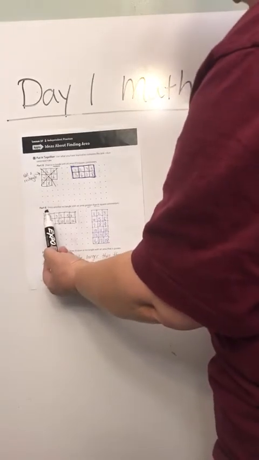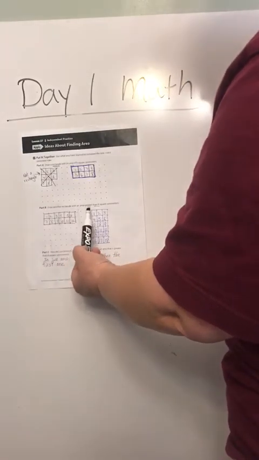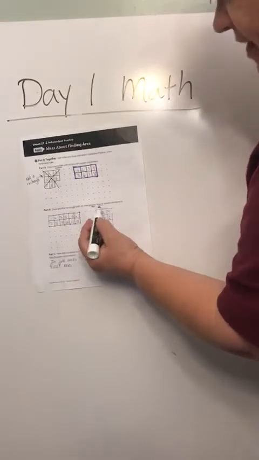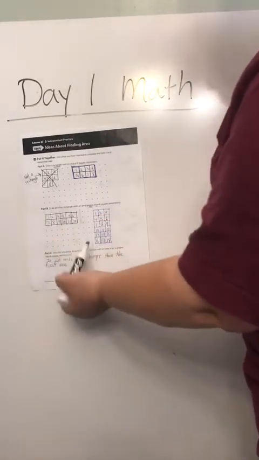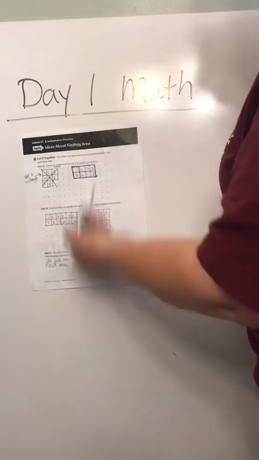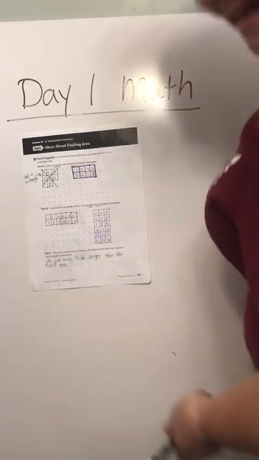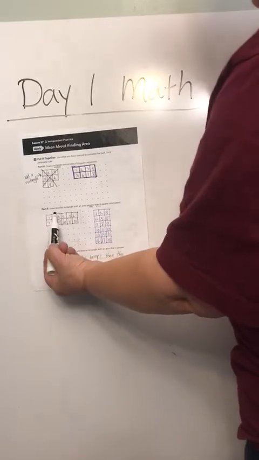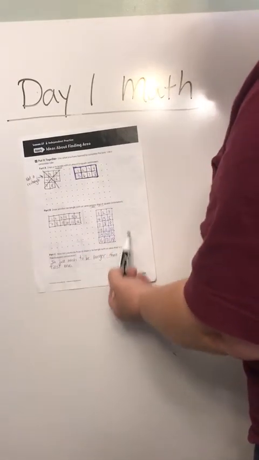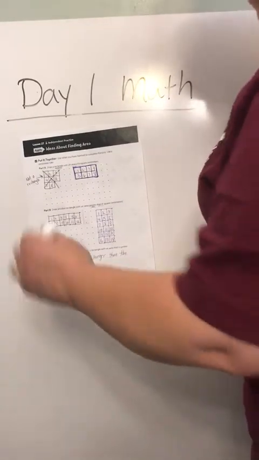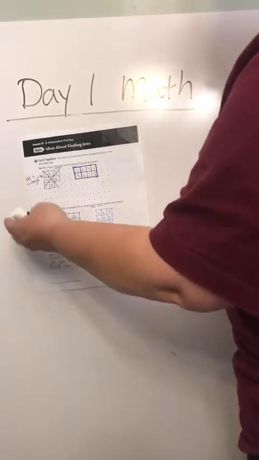So this one, part B, said draw another rectangle with an area greater than 8 square centimeters. It could be any shape, any size of a rectangle, as long as it is a rectangle polygon. So this one had 12, this one had 18. As long as it's a rectangle, you can fix it on this page in any way.